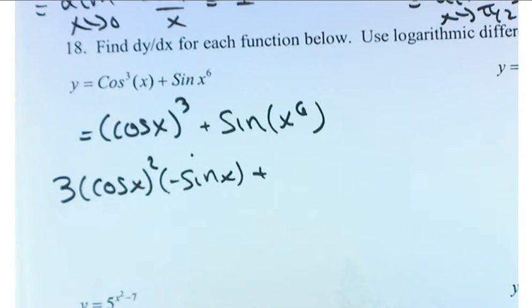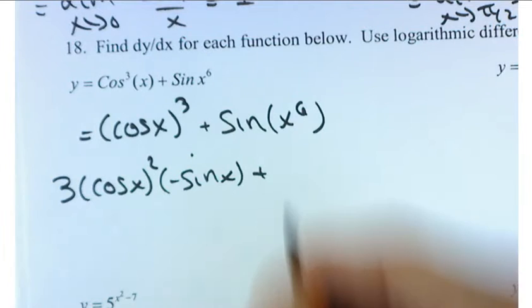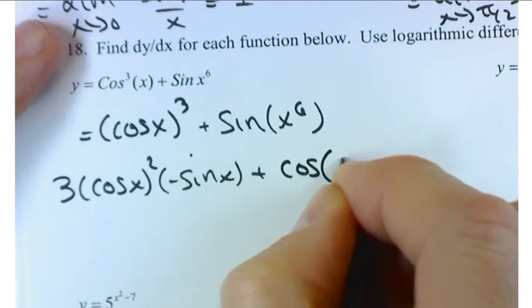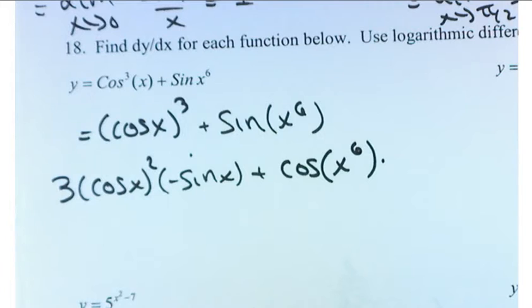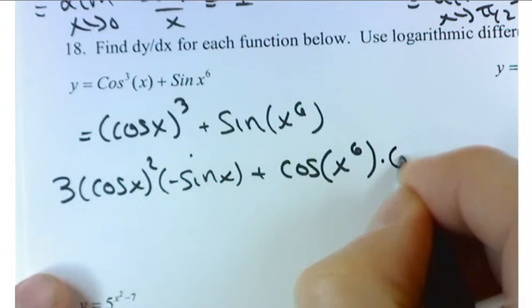How about the second one? What's the outside function there? Sine. So the derivative of sine is just cosine times the derivative of the inside. Derivative of the inside? Thank you. 6x to the 5th.